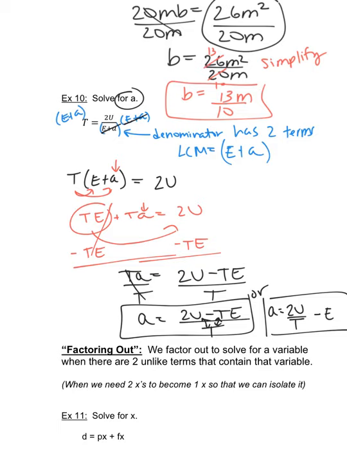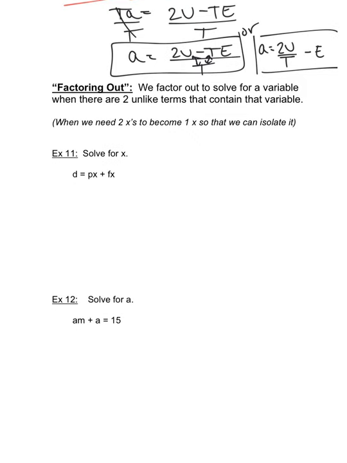Okay, and now we're going to learn about a new skill called factoring out. Factoring out is basically the opposite of the distributive property. And we use it as a technique for solving for a variable when it's in 2 places. So I'll show you what I mean. Like in example 11, it says solve for x. And if you look for x, it's here and it's also here. When the x is in 2 separate places and you can't combine them, you wouldn't be able to isolate x. You can't get it by itself.